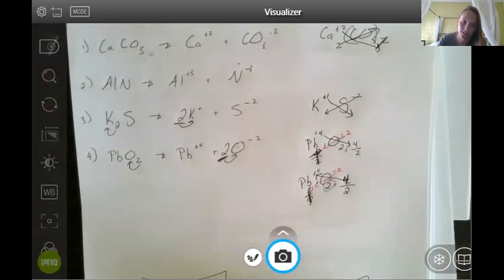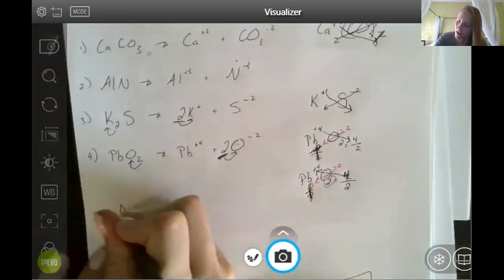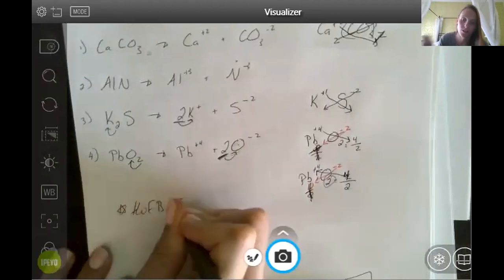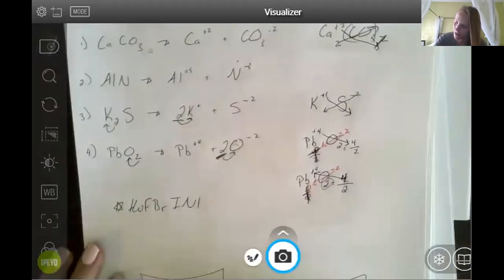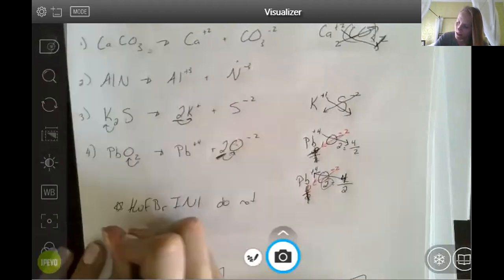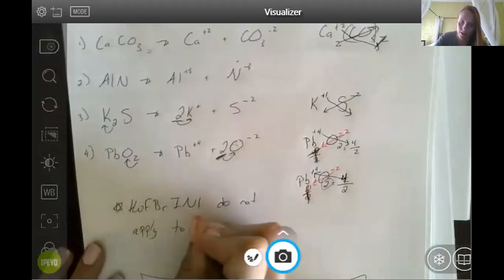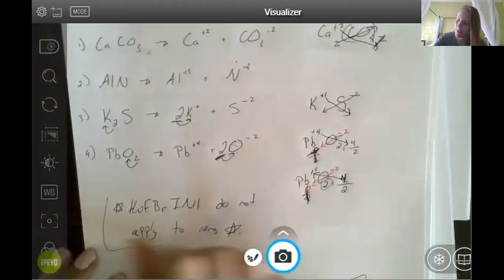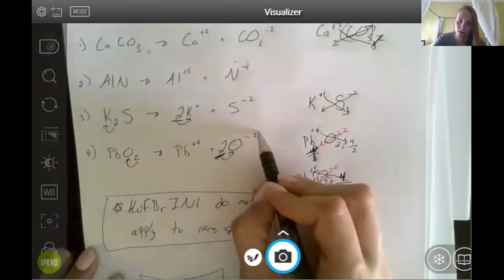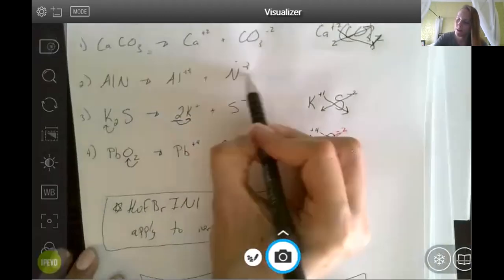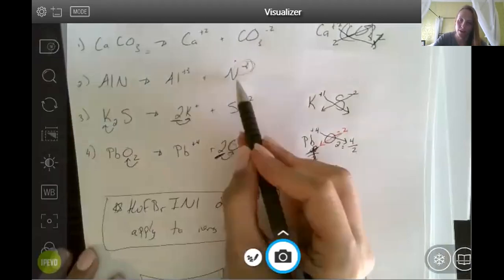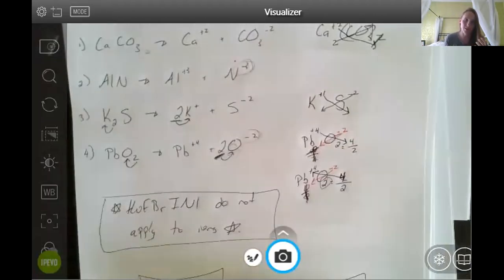The thing is, and it is important to note, that our Hofbrinkel molecules do not apply to ions. What that means is, as soon as something has a charge and is therefore an ion, we don't just automatically put the little 2 there. Okay, we only use that diatomic 2 for diatomic molecules, and molecules are not ions. So when something is an ion, that Hofbrinkel rule does not apply.